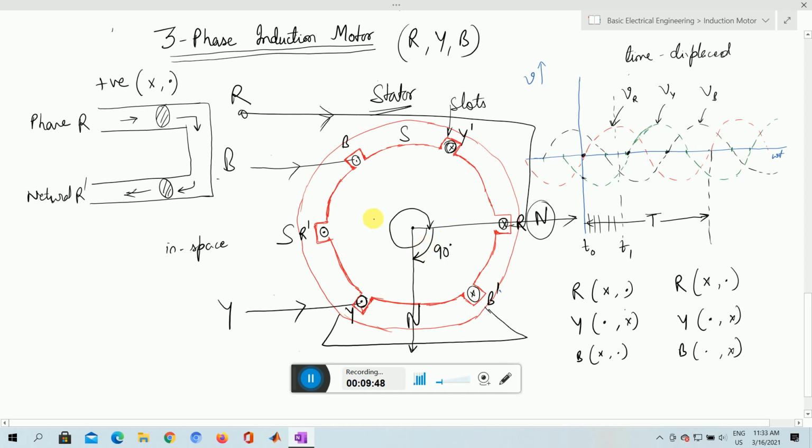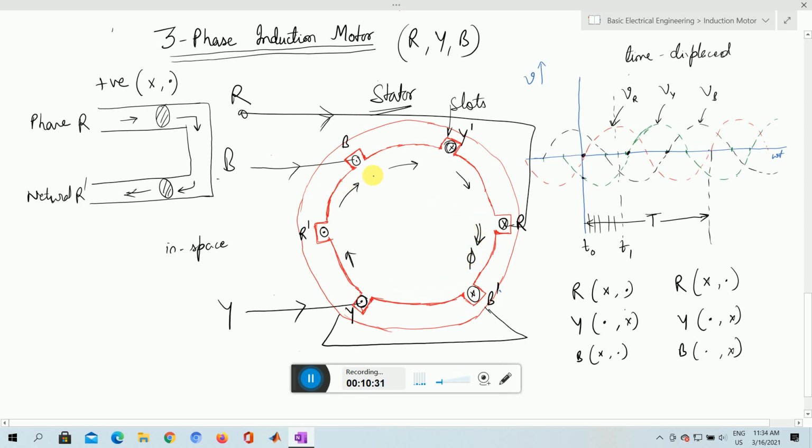To simplify, we are just saying that when we give a three-phase supply to the induction motor, it will create a rotating flux, and the flux is rotated in this circular fashion inside the induction motor. So in one line we are saying that when we give a three-phase supply, it creates a rotating flux which rotates in the clockwise direction, following the R, Y and B phase.